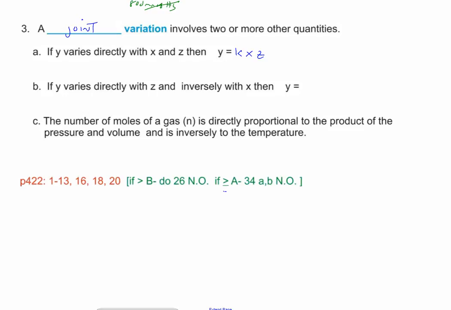Second scenario, y varies directly with z and inversely with x. Would you agree with this? kz directly with z, but inversely with x. Right? Inversely, top and bottom. Different ways. Directly, same level: up, up, down, down. Directly, same level. Inversely, up, down, up: one high, one low. If you just think that, you'll get them right.